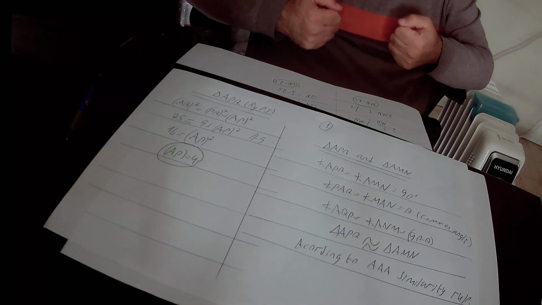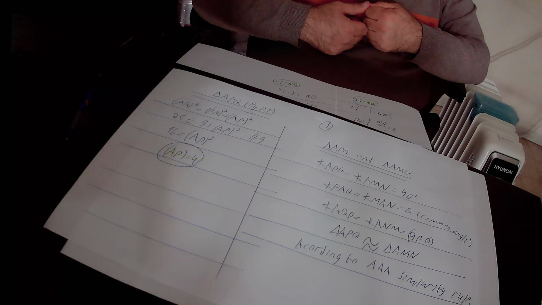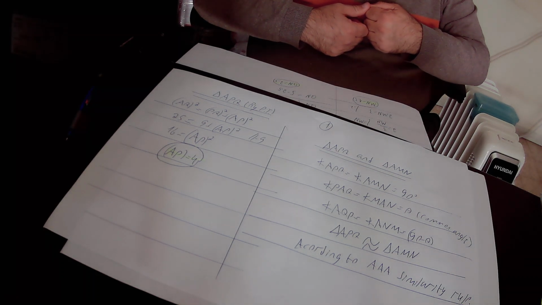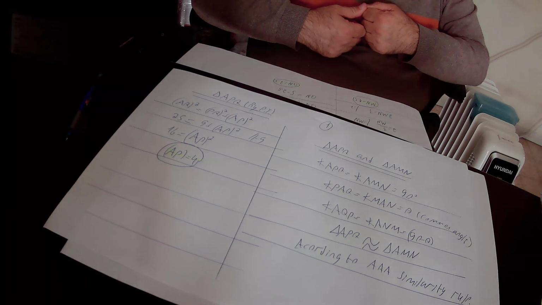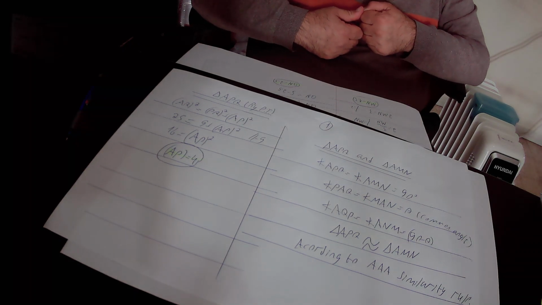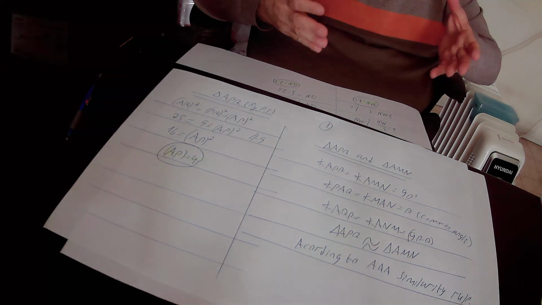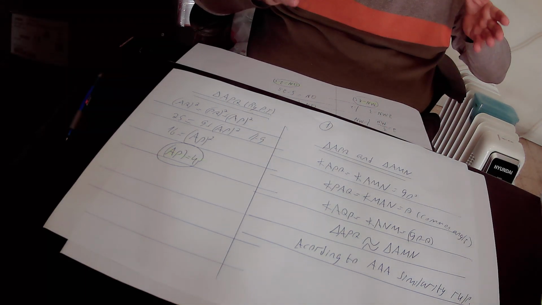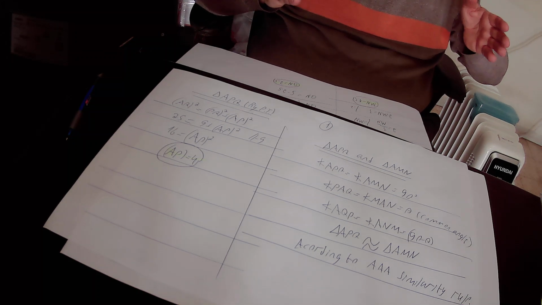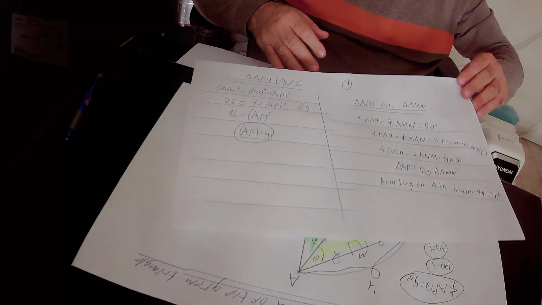What is the angle similarity rule? The angle similarity rule is that if you prove that all three angles in one triangle are correspondingly equal to all three angles in another triangle, then you actually proved that those two triangles are similar to each other according to the angle similarity rule. Okay.